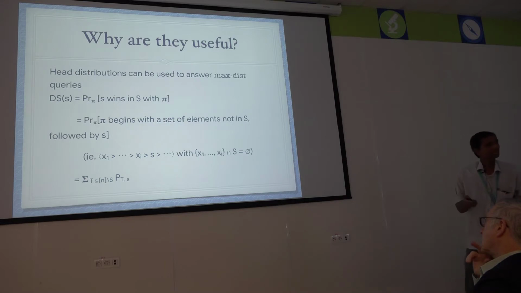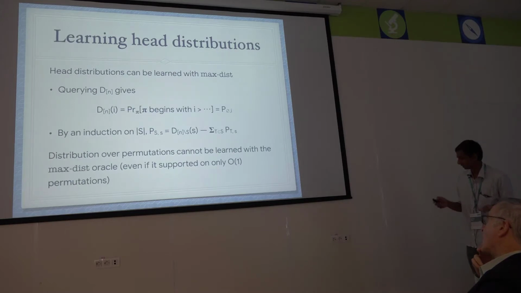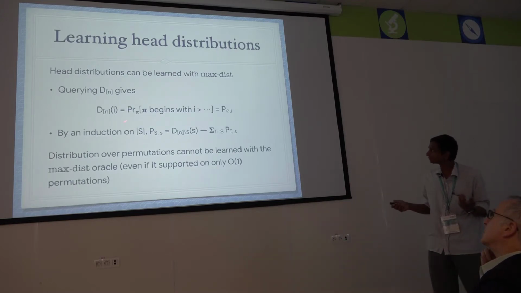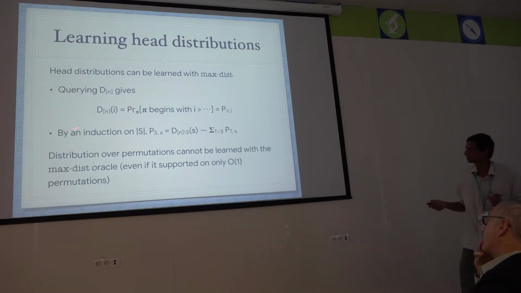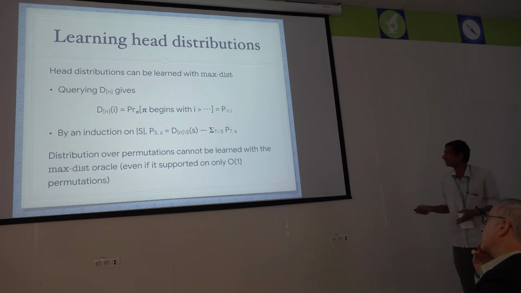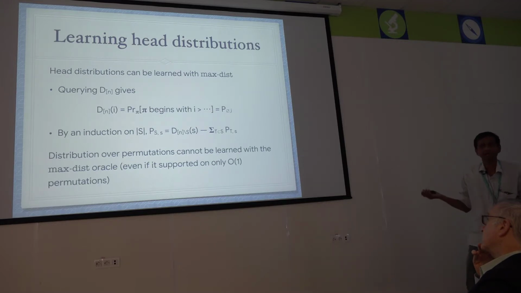Okay. But head distributions turn out to be algorithmically easier to manipulate. Why is that? And this is the way you learn head distributions. The claim is that head distributions can be learned using max-dist oracles, and that's a very simple inductive observation. For example, if I query the oracle with the entire slate 1 through n, I get the following. Remember it's a max-dist oracle, so it gives me the winning probability for every element in the universe. So D_n of i is exactly the probability that pi begins with i, so i is a winner in the entire slate, which is exactly by definition P of empty set comma i.